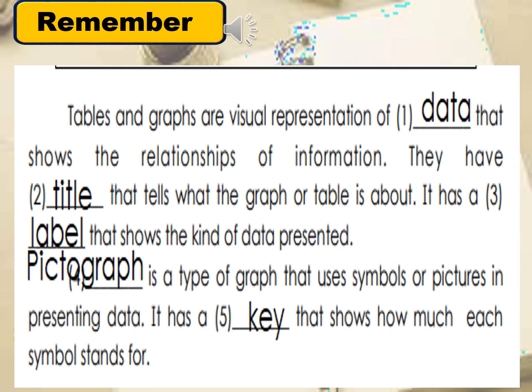So here are the answers based on the last activity of your module. Tables and graphs are visual representations of data that show the relationships of information. They have a title that tells what the graph or table is about. It has a label that shows the kind of data presented. Pictograph is a type of graph that uses symbols or pictures in presenting data. It has a key that shows how much each symbol stands for.